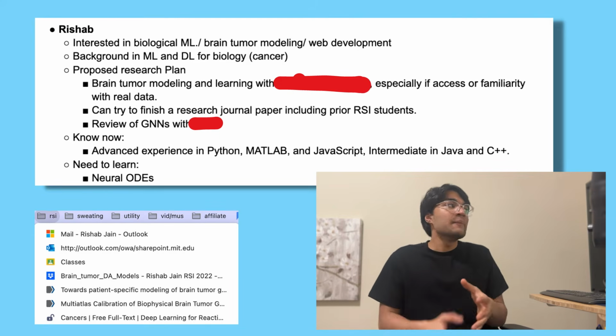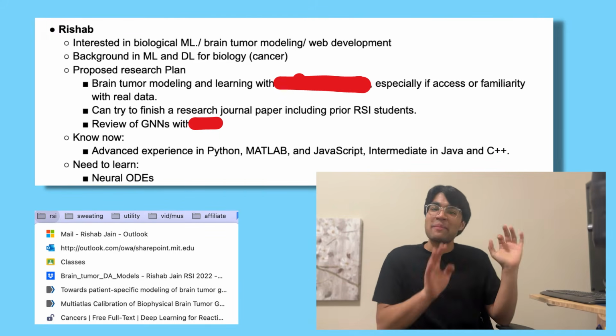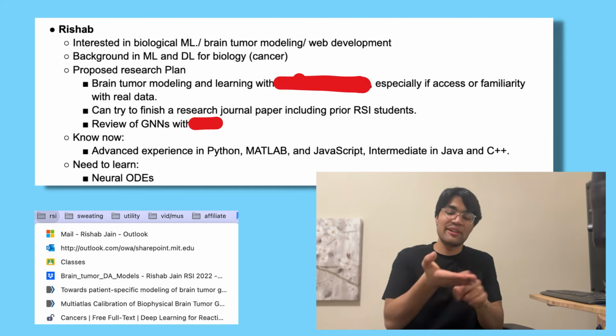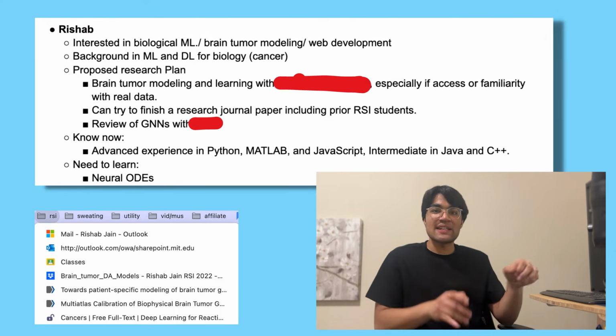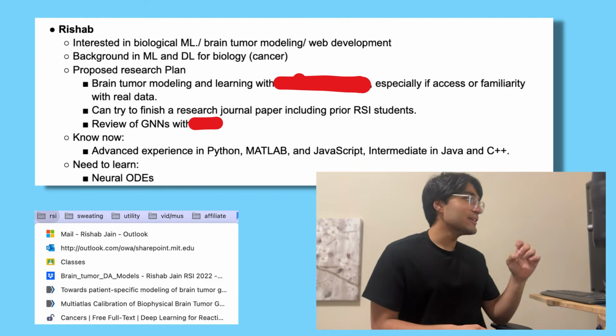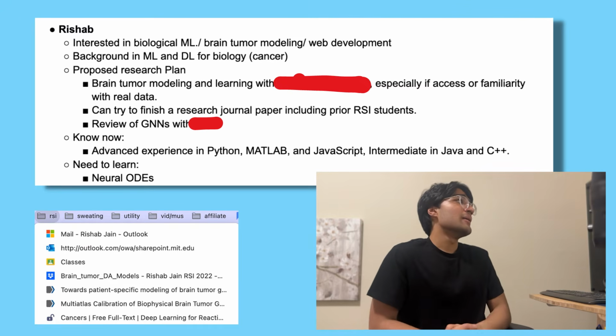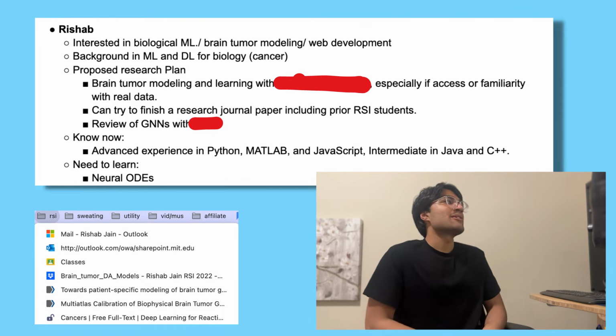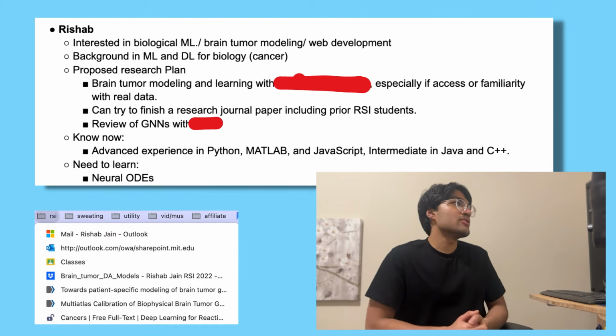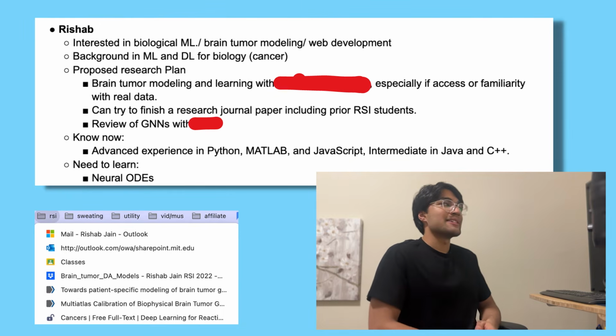But this is literally extracts from my notes, right? The pancreatic cancer one, it's in a journal somewhere, and so I didn't want to have to take photos of everything. But for this project, I did stuff in a Google Doc, and so I literally was able to take some screenshots and put them up on the screen for you. So as you can see, it says Rishabh, interested in biological ML, brain tumor modeling, web development, background in ML and DL for biology. So I eventually proposed this research plan for building an AI tool for brain tumor modeling, and some skills that I have: Python, MATLAB, JavaScript, intermediate, and need to learn XYZ things.